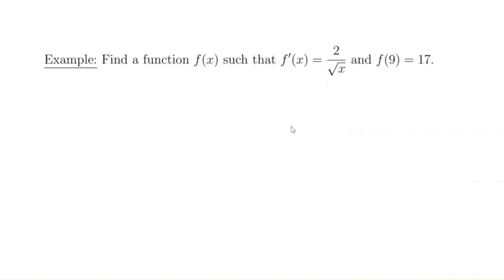Let's do another example. Find a function f such that f prime of x is equal to this, and we also want f of 9 to equal 17. Well, let's rewrite this. This is 2 over x to the 1 half power, or in other words, this is 2x to the minus 1 half power. So let's do the integral of that. What is the integral of 2x to the minus 1 half dx?